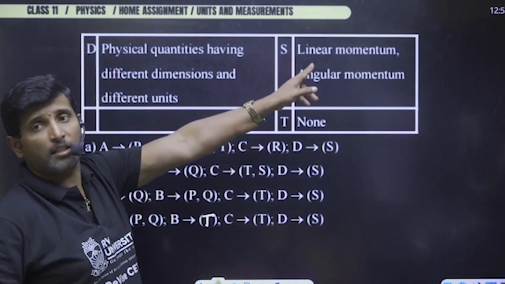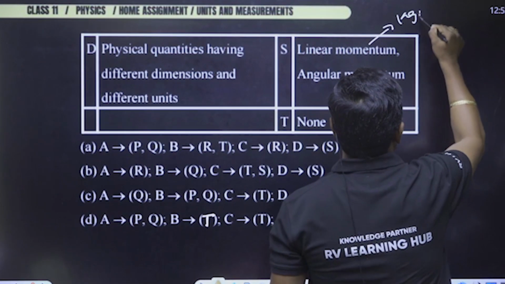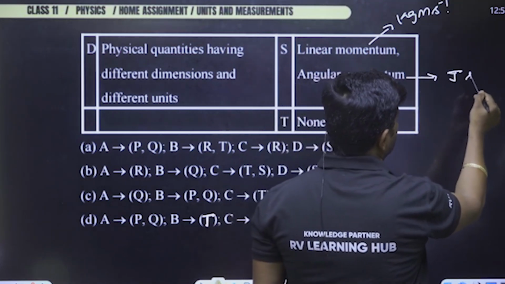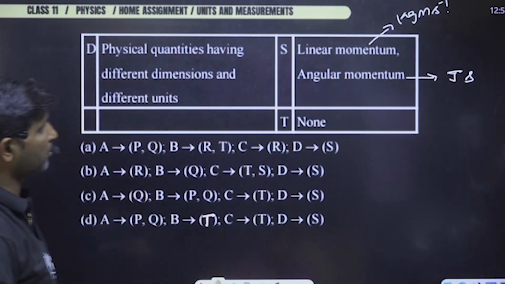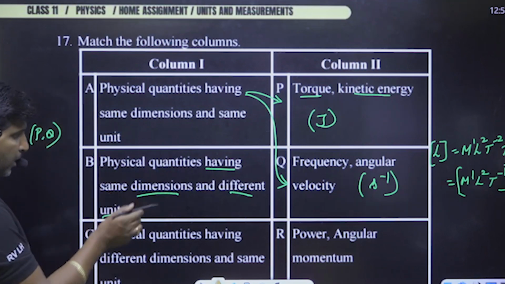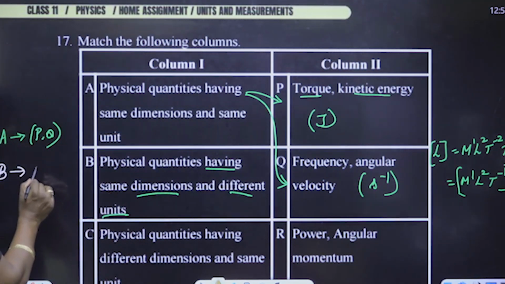Therefore yes, if we have to check, it doesn't match here either, because linear momentum will have the unit kg meter per second and angular momentum will have the unit joule second. So it will never match. So what is the option we can say here? Okay, anyway, we can say B is none.